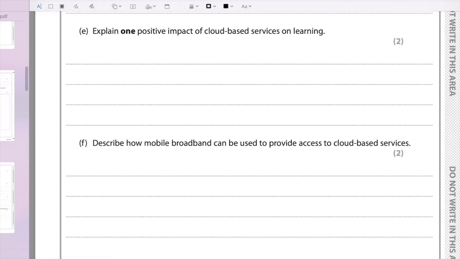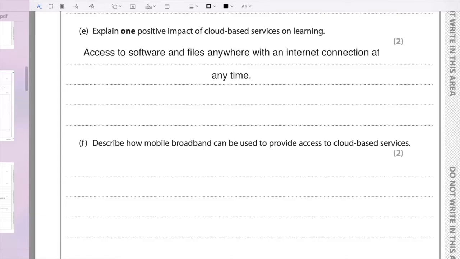E. Explain one positive impact of cloud-based services on learning. So cloud-based means the data is stored on someone else's computer. That's what it means. Cloud-based means someone else's server. So the impact is, you could think about cost. So lower cost, you don't need a hard drive to store data. Accessible from anywhere at any time because it's online. Collaboration. So access to software and files anywhere with an internet connection at any time.